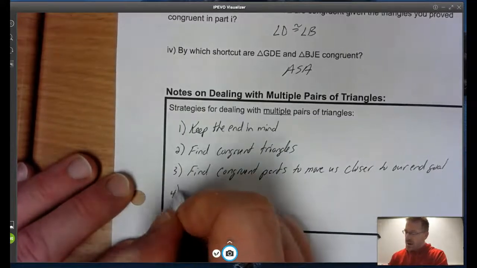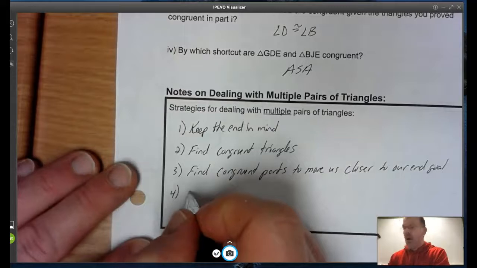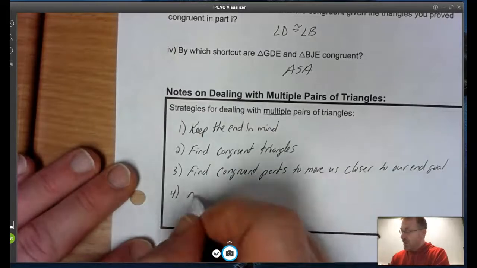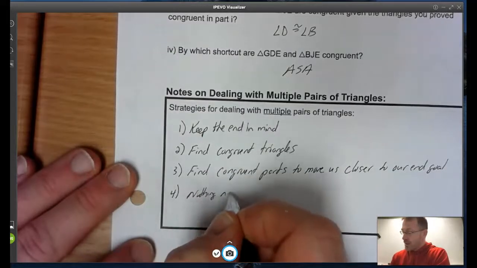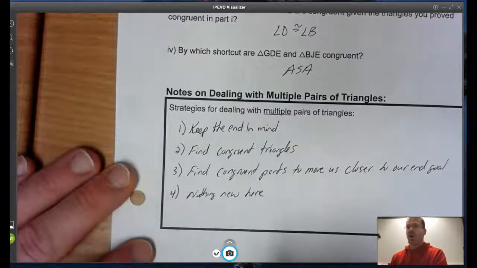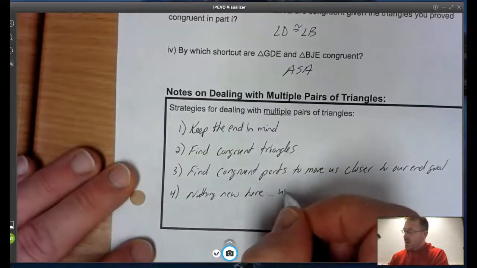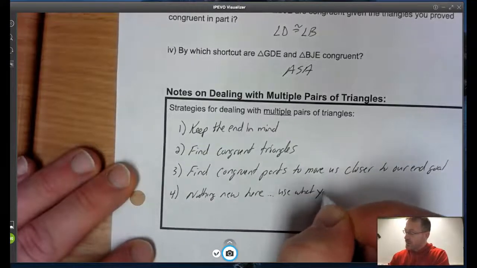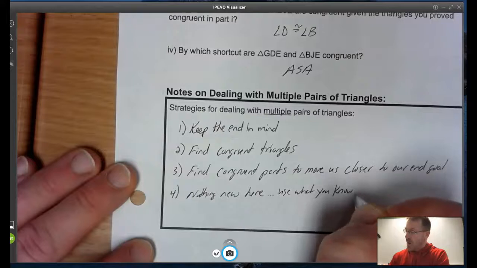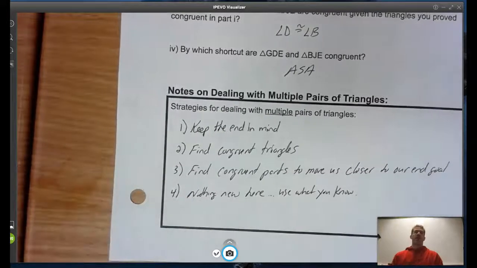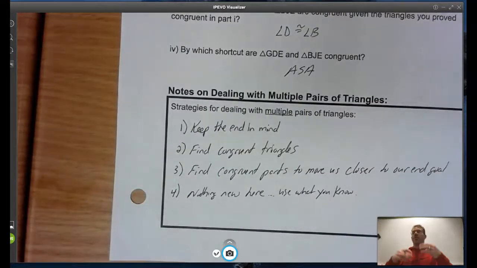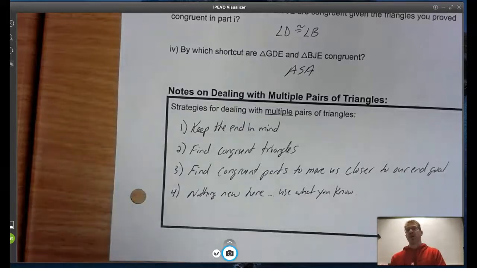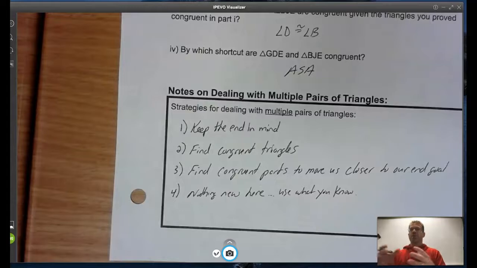And remember that this is really all the same stuff that we've been doing. There's nothing new here. The reason I say that is use what you know, whether that's vertical angles, midpoint, parallel lines, getting those alternate interior angles, or triangle shortcuts, there's nothing new. The challenge here is once again working through multiple parts to get to that end.